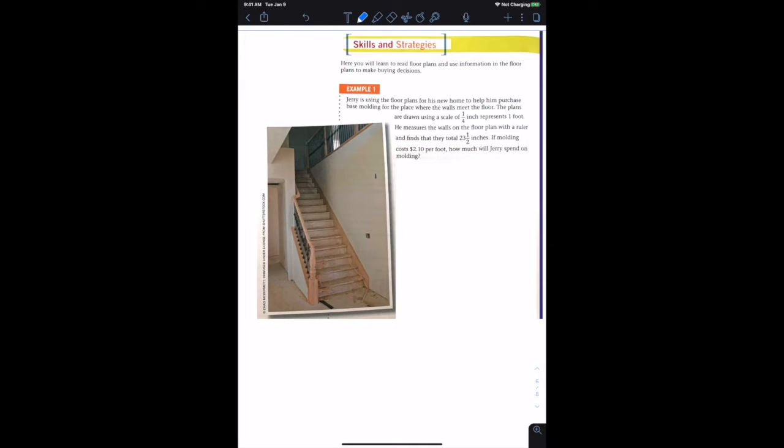He measures the walls on the floor plan with a ruler and finds that they total 23.5 inches. If the molding costs $2.10 per foot, how much will Jerry spend on molding?